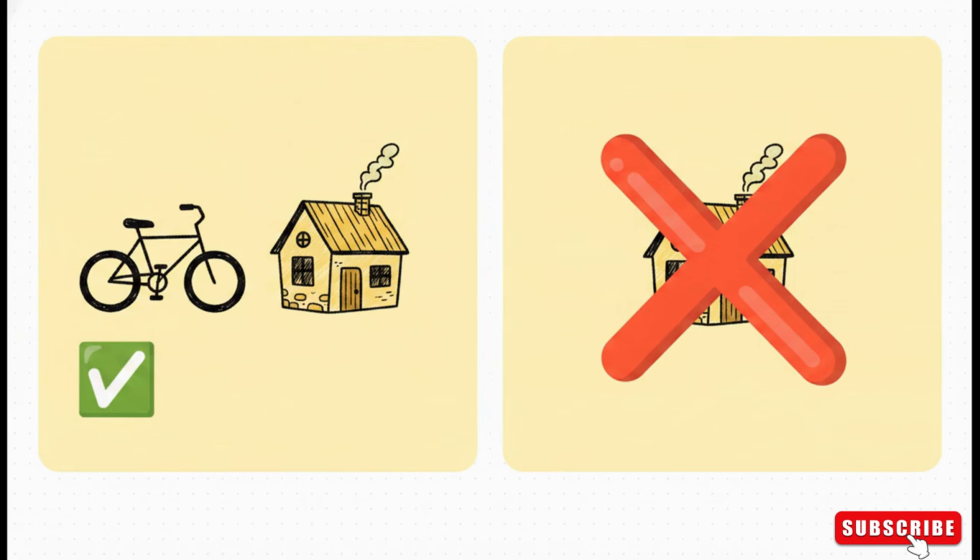But there's a super specific rule you need to know. Used to works for both actions and states of being. Would, on the other hand, can never be used to describe past states of being. So you can totally say, we used to live in a small village, but it's grammatically incorrect to say we would live in a small village.